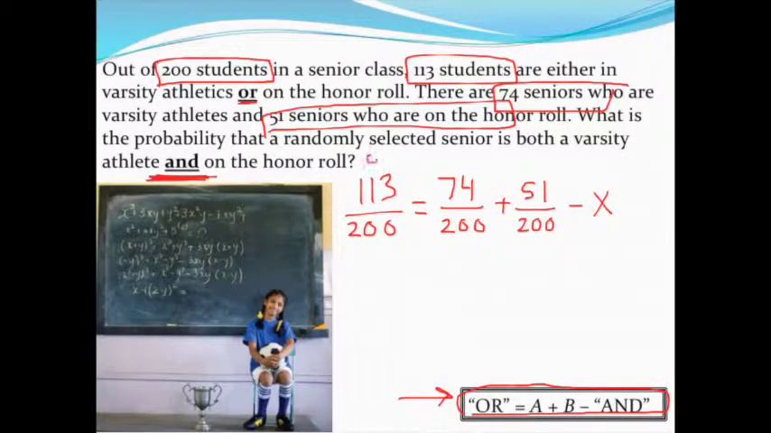So again, here's my OR, how many students are on one or the other. Here's how many students are on varsity alone. Here's how many are on honor roll alone. And I want to make sure I subtract off the AND.